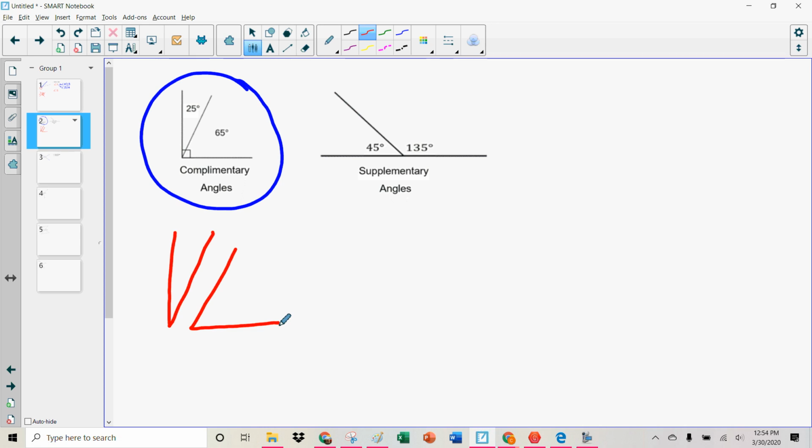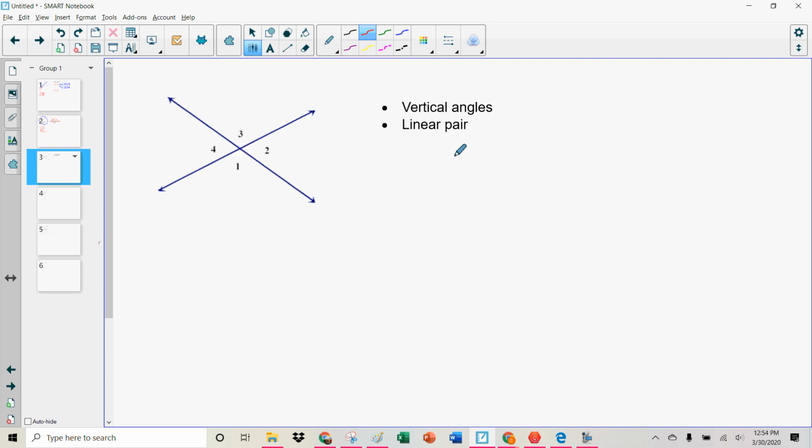Another word about lines. This line has a total of 180 degrees. We say that a line is a straight angle. All lines contain 180 degrees. There are a couple of types of angle pairs involving two intersecting lines. The first is called vertical angles.